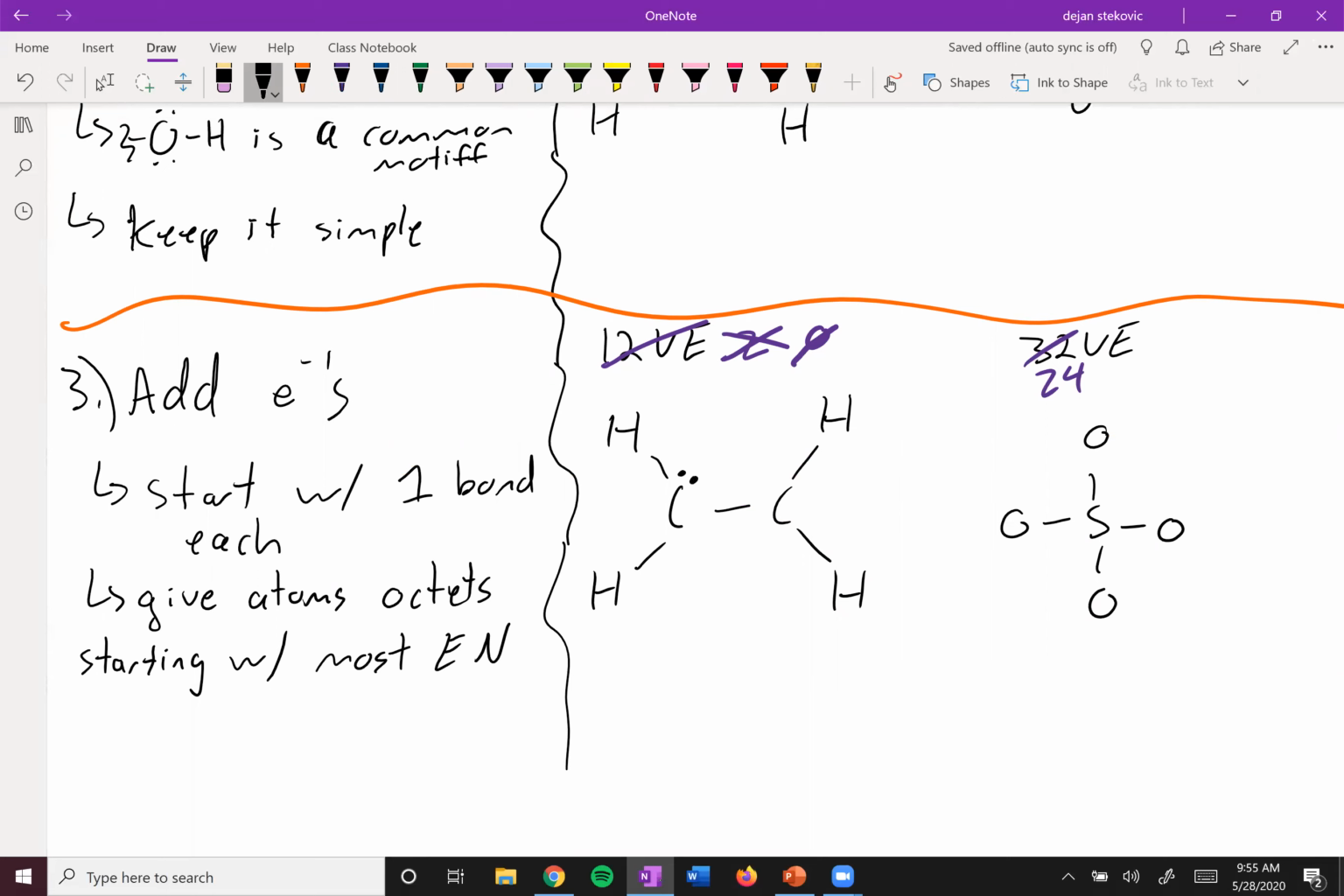And then I'm going to start giving things octets, starting with the most electronegative atoms. So oxygen is more electronegative here, so it gets the octets. So they each need 6. And 4 times 6 is 24, so that's going to go ahead and use up all my remaining valence electrons. And so we're good to go there in terms of this step.